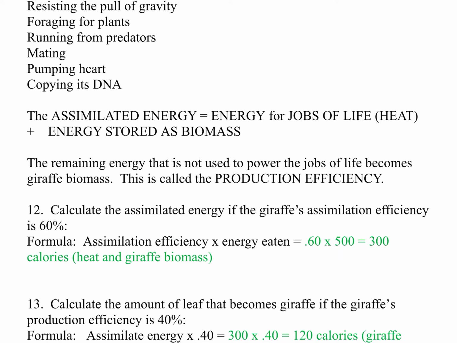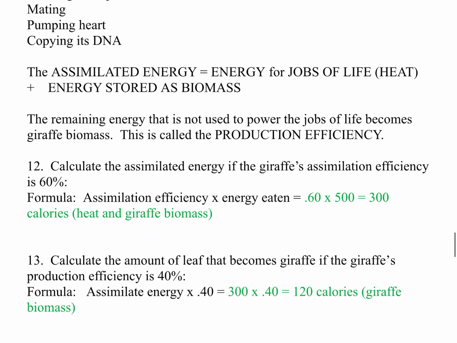So in other words, we've got a formula here. The assimilated energy equals the energy for the jobs of life, that's the heat, plus the energy stored as biomass. That is a formula you will need to know. The remaining energy that is not used to power the jobs of life becomes giraffe biomass. This is called the production efficiency.